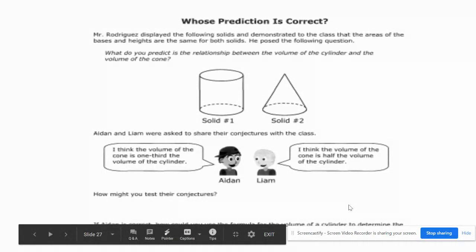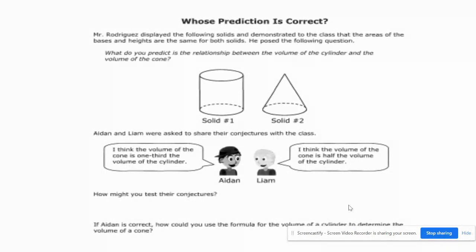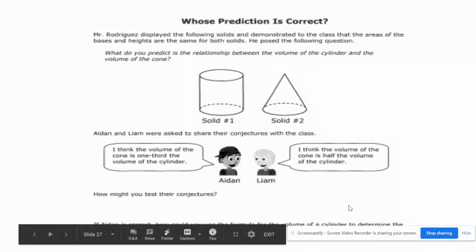First example, Mr. Rodriguez displayed the following solids and demonstrated to the class that the areas of the bases and heights are the same for both solids. He posed the following question. What do you predict is the relationship between the volume of the cylinder and the volume of the cone? Alden and Lim were asked to share their conjectures with the class. Alden states, I think the volume of the cone is 1/3 the volume of the cylinder. Lim says, I think the volume of the cone is half the volume of the cylinder.